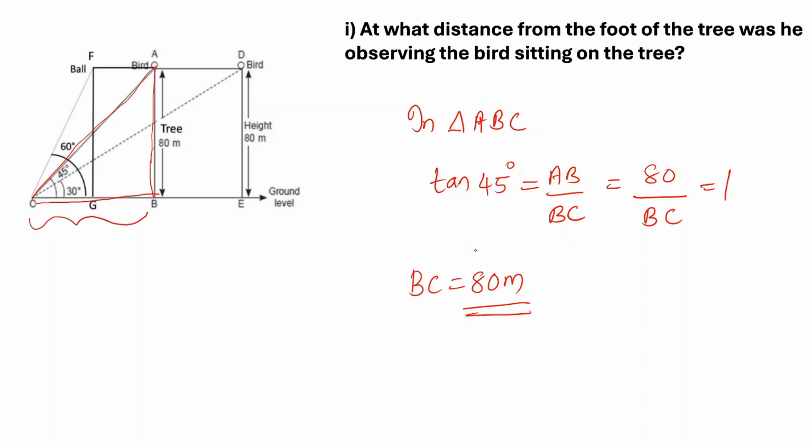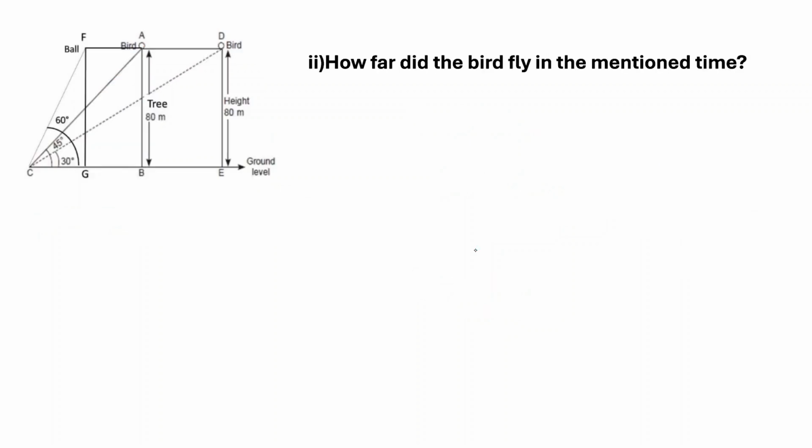So you can write the distance from the foot of the tree, where he was observing the bird sitting on the tree, equals 80 meter. Otherwise, the distance between the tree and Kaushik equals 80 meter. Please write it in a sentence, okay?